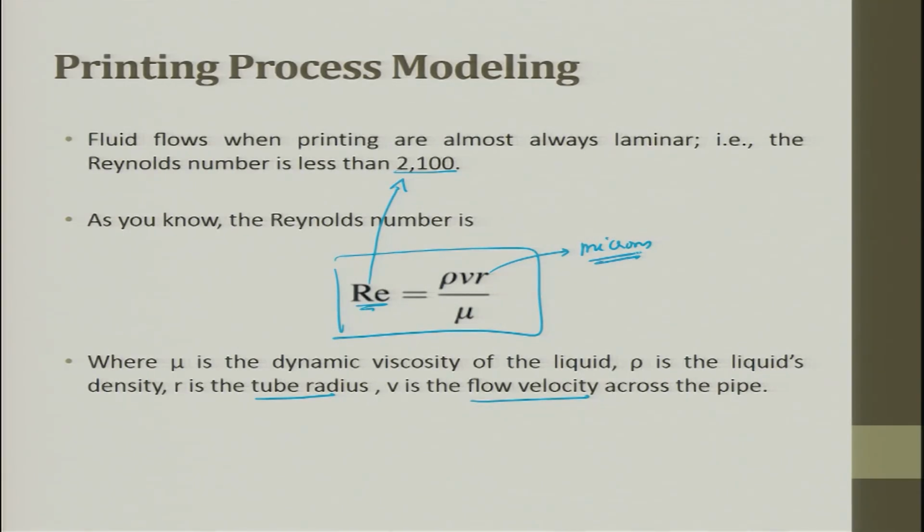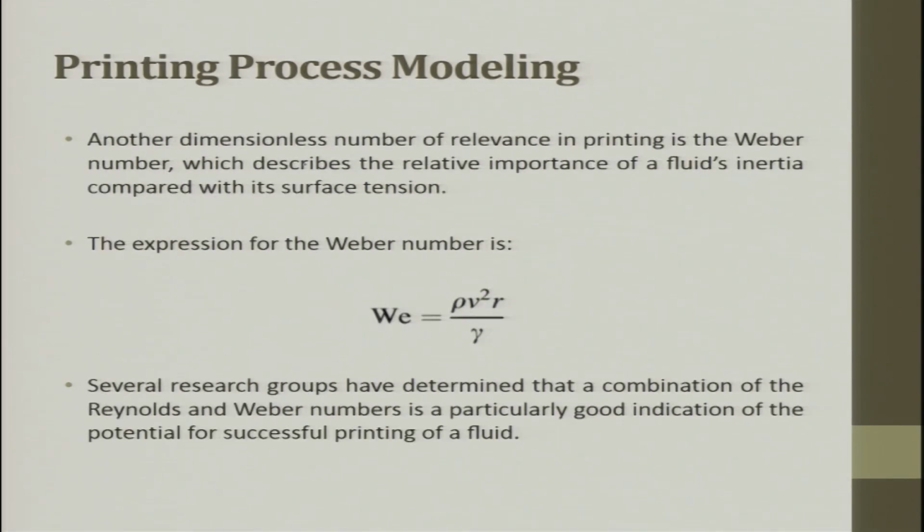So, this is a big challenge. Another dimensionless number of relevance in printing is the Weber number, which describes the relative importance of a fluid's inertia compared with the surface tension. So, Weber number is the other thing. Again, Weber number We is given by rho V squared R by gamma.